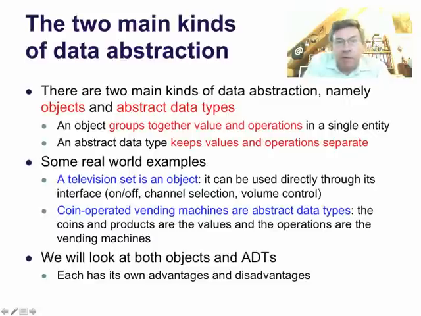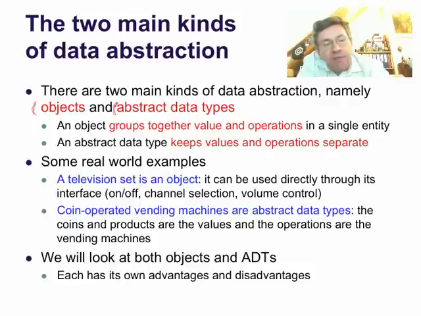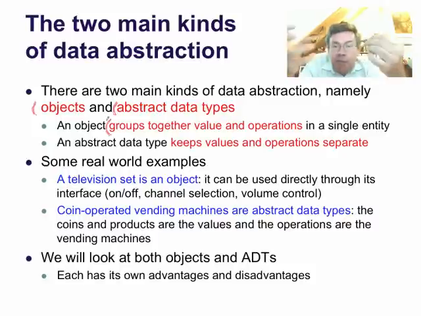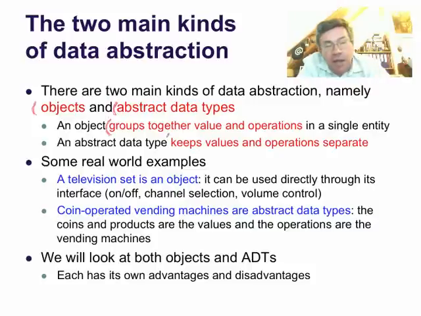Now, let's go a little bit into the details of data abstraction. There are in fact two main kinds of data abstraction, which are called objects and abstract data types. And they're actually quite different, although any kind of operations can be packaged as objects or abstract data types, but the way that one interacts with them is quite different. So an object groups together value and operations of the data type into a single entity. And an abstract data type keeps the values and the operations separately.